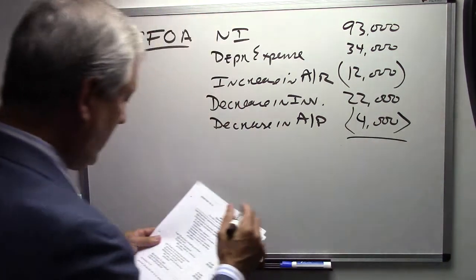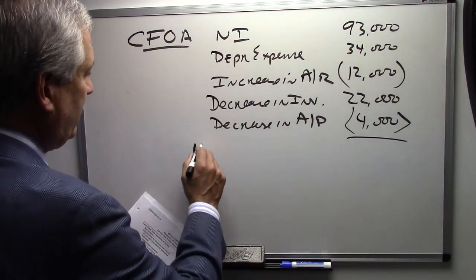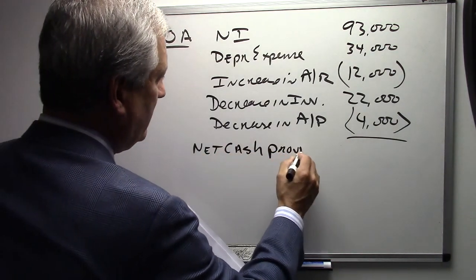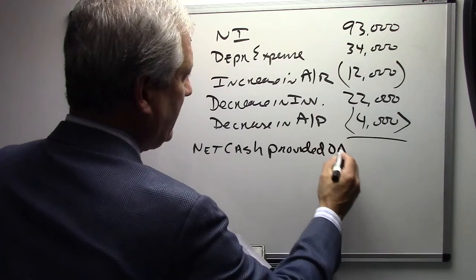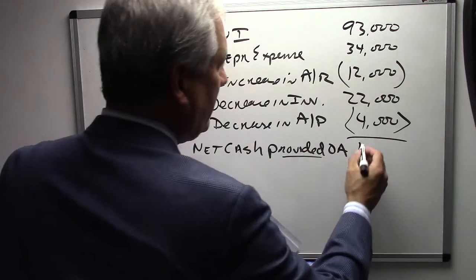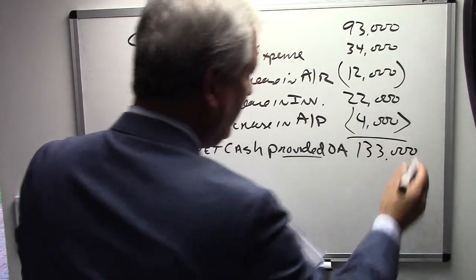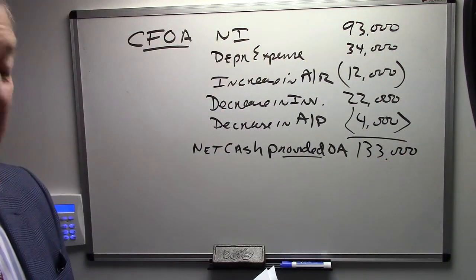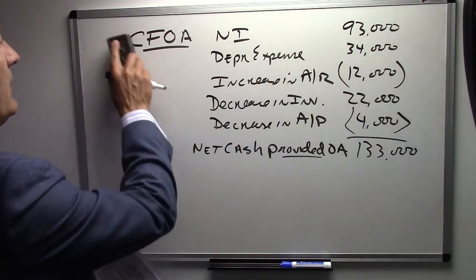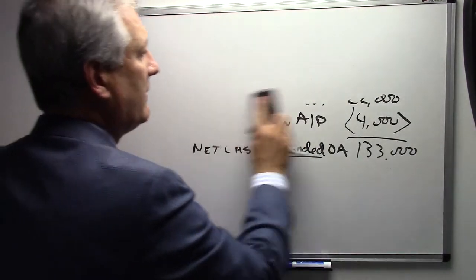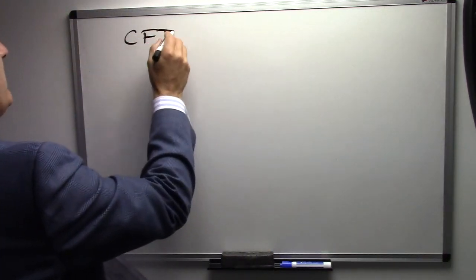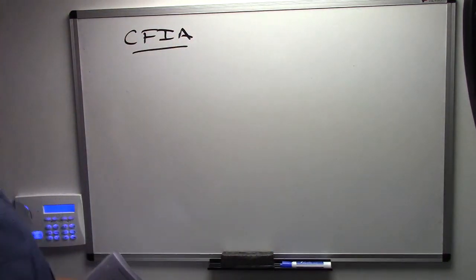So we have what? We have net cash provided by operating activities. It's provided because it is a positive number. We're at $133,000. Net cash provided by operating activities. Next section we want to look at is cash flow from investing activities.